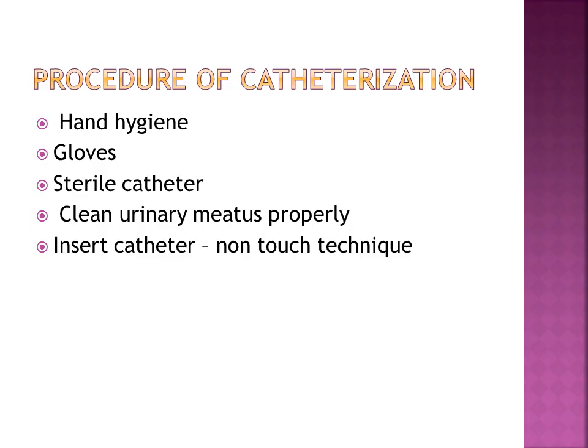It is approximately 10 cc, and then gently pull the catheter until the inflation balloon is snug against the bladder neck. Then connect the catheter to the drainage system, then secure the catheter to the abdomen or thigh, and then place the drainage bag below the level of the bladder and above the surface from the ground.